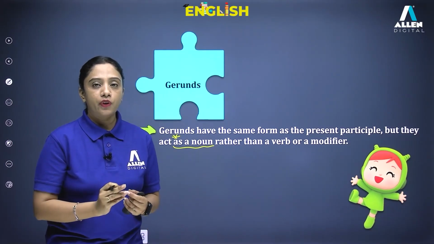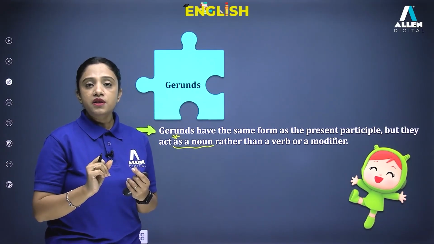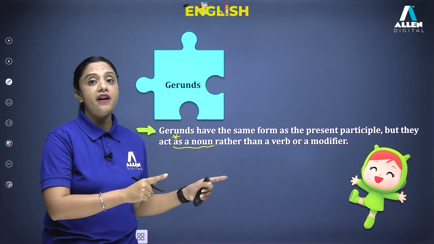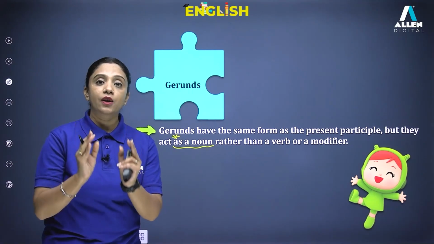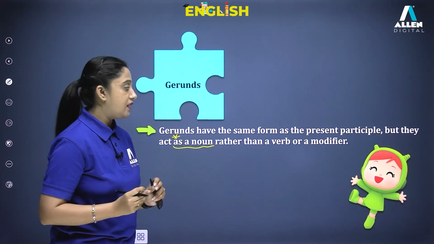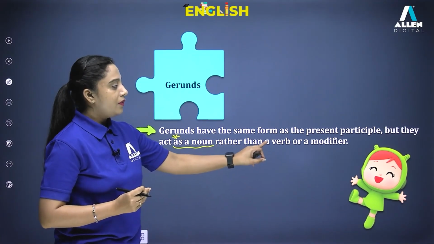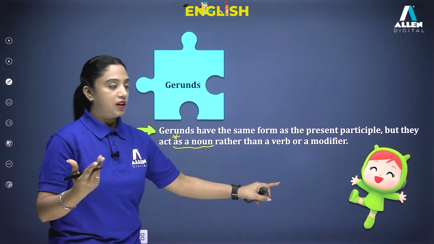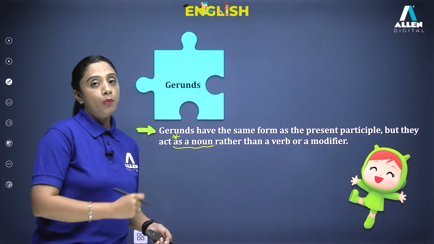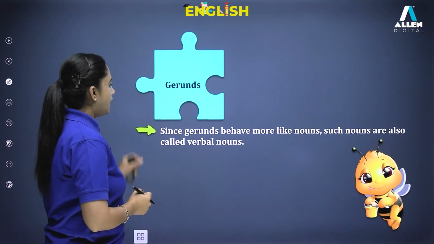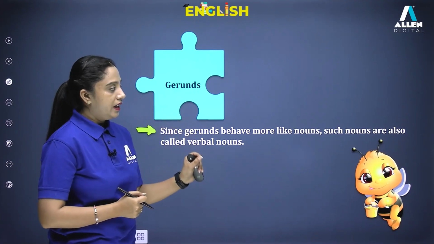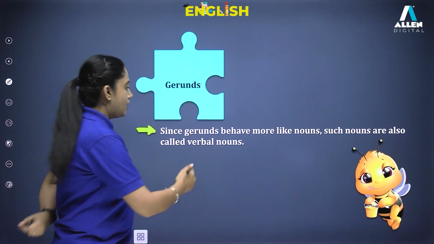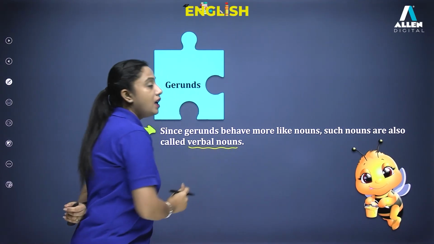Present participles function as the progressive verb in the continuous tense. They function as an adjective, adverb or in the formation of a clause. But a gerund is going to function only and only as a noun in a sentence, rather than a verb or a modifier. So it is not going to work as a verb or as an adjective. For that only we have used this word modifier over here. Next thing, since gerunds behave more like nouns, such nouns are also called verbal nouns. Gerund is also named as verbal noun.